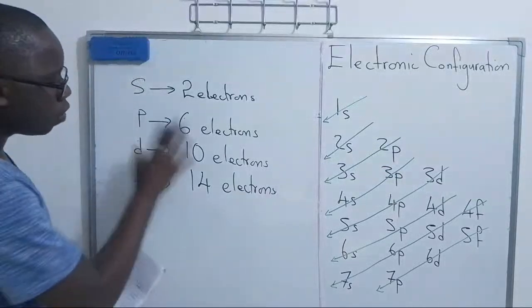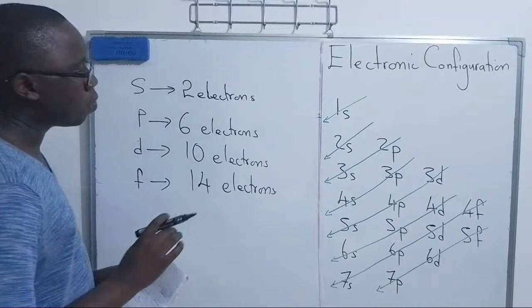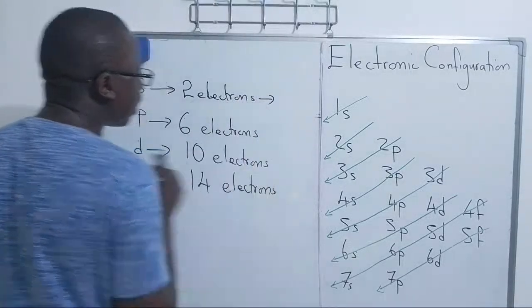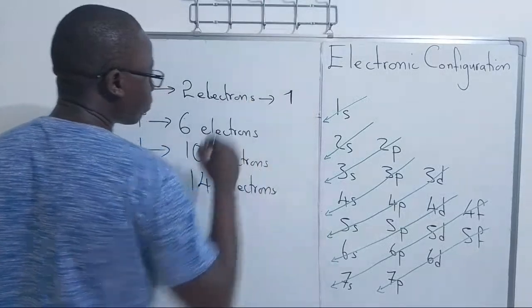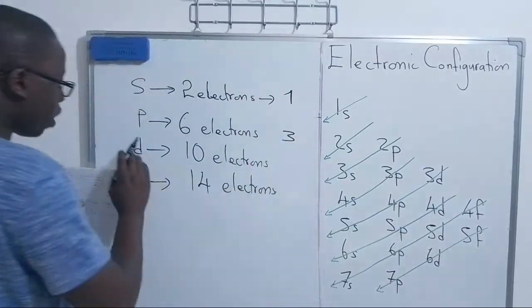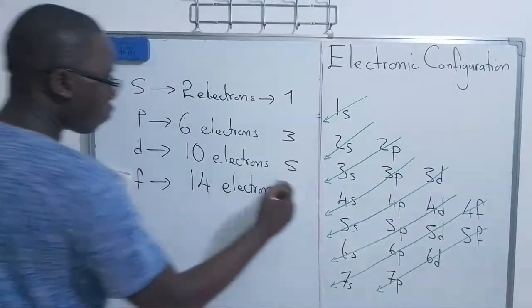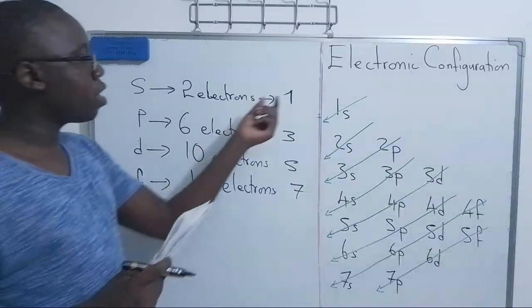Now, this maximum number of electrons is a result of the number of orbitals they have. So the s has only one space, the p has 3 spaces, the d has 5 spaces, and the f has 7 spaces. Each space can occupy 2 electrons.